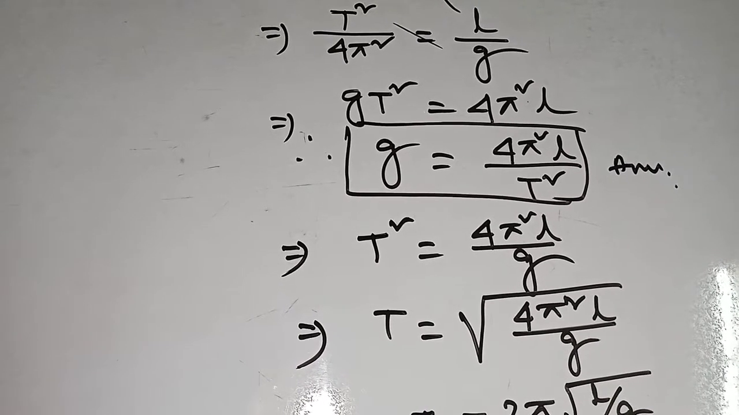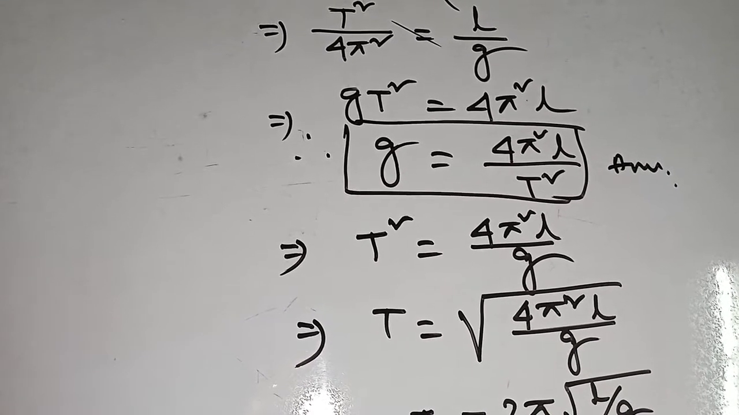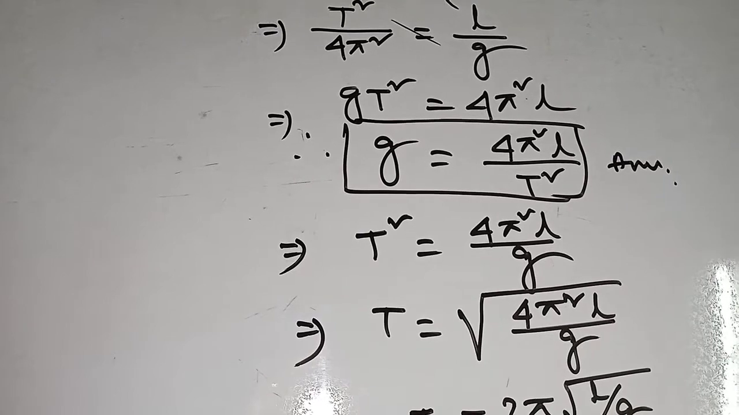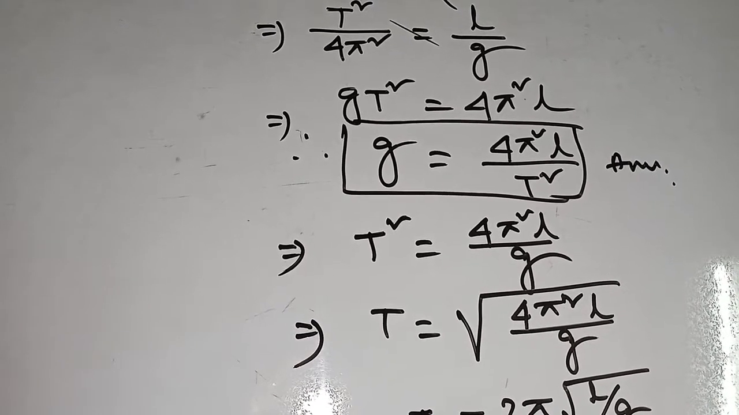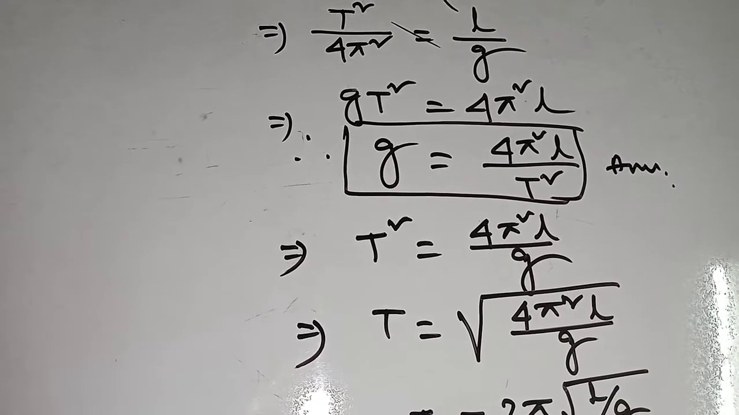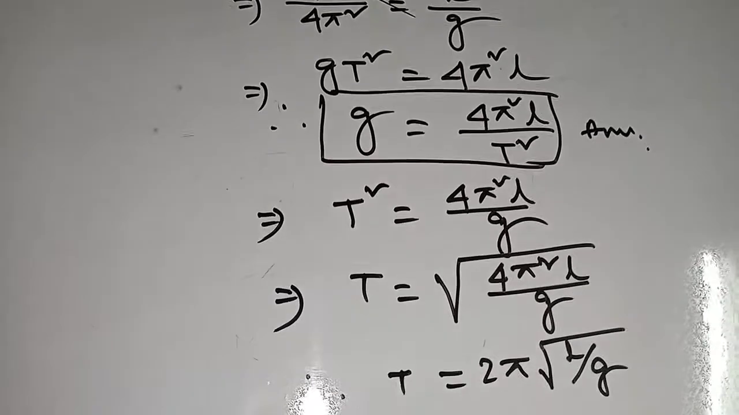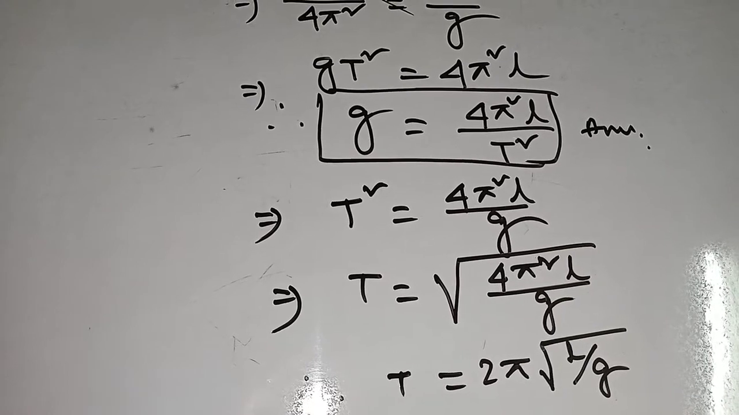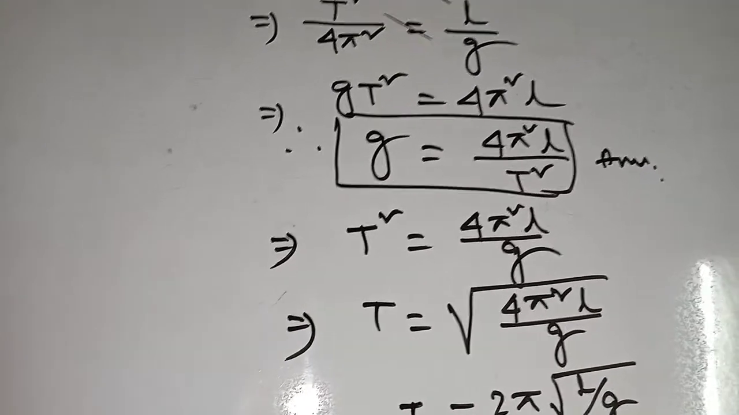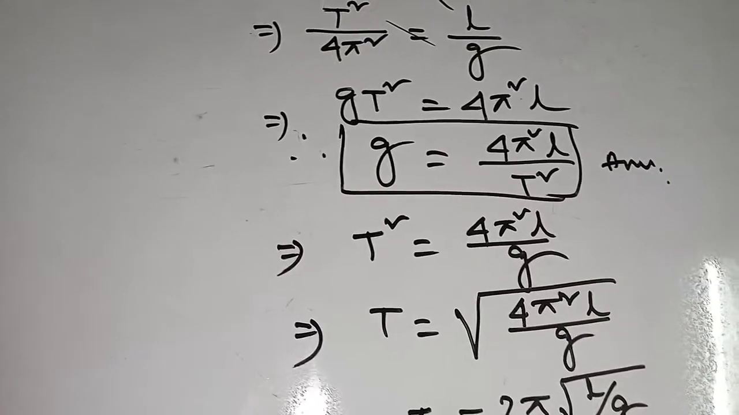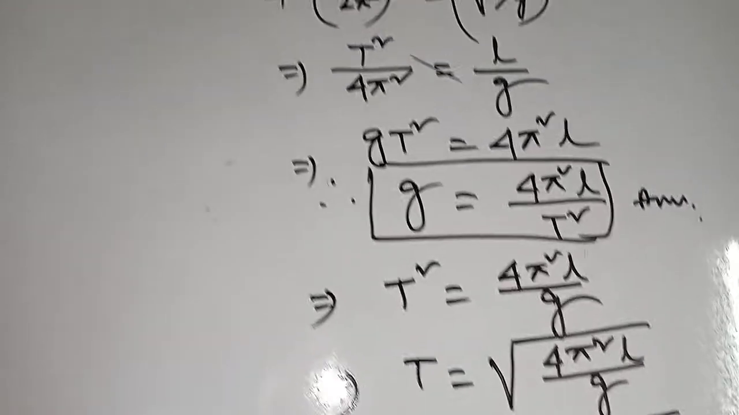Next answer. T square equal to 4 pi square L by G. Hence T will be root over 4 pi square L by G. Now it will be 2 pi root over L by G. This is the answer. Make the subject is the most important topic in algebra.